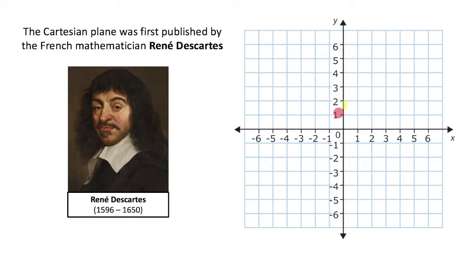Let's now look at the Cartesian plane. Here it is. Now, the reason why we call it the Cartesian plane was because it was first published by the French mathematician René Descartes, who lived in the 17th century. Here's a picture of him here.